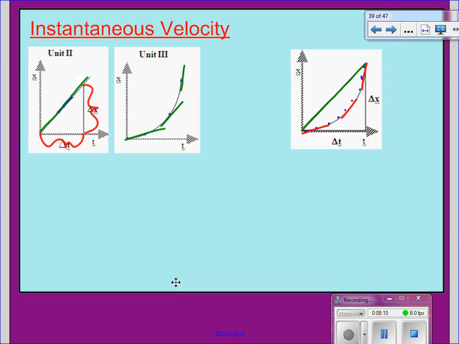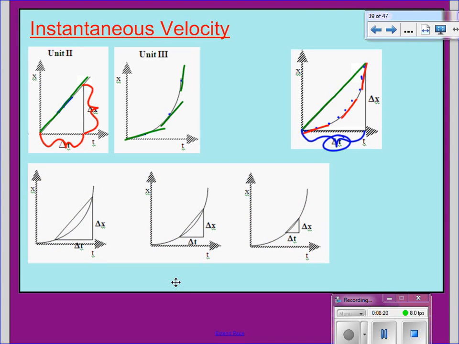Well, maybe we can shorten our time. After all, do we really have to take the average velocity for that entire time interval? What if we shortened it? So let's take a look at these three scenarios. Notice in the first one, the time interval has been shortened. Does this slope match the velocity better than the first situation? Yes, it does, but it's still not very accurate.